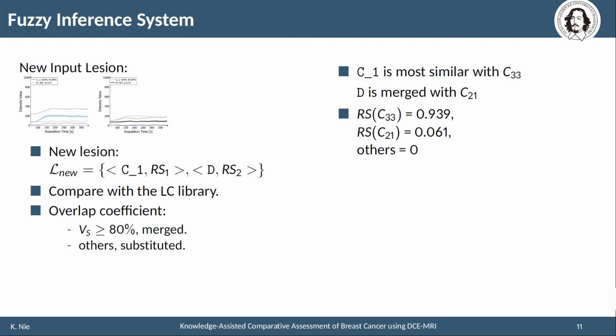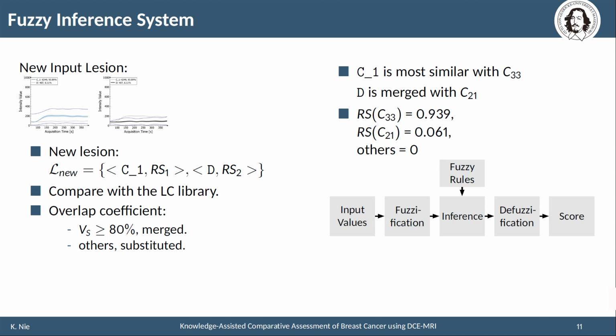The relative sizes of the new lesion's clusters are used as input values, according to the process given in this figure. The prediction score in this example is 8, and the certainty score is 50%. The certainty score reflects how many clusters in the new lesion are merged with the library. If the certainty score is low, it reminds physicians that they should validate the result by comparing the input lesion with several node lesions.